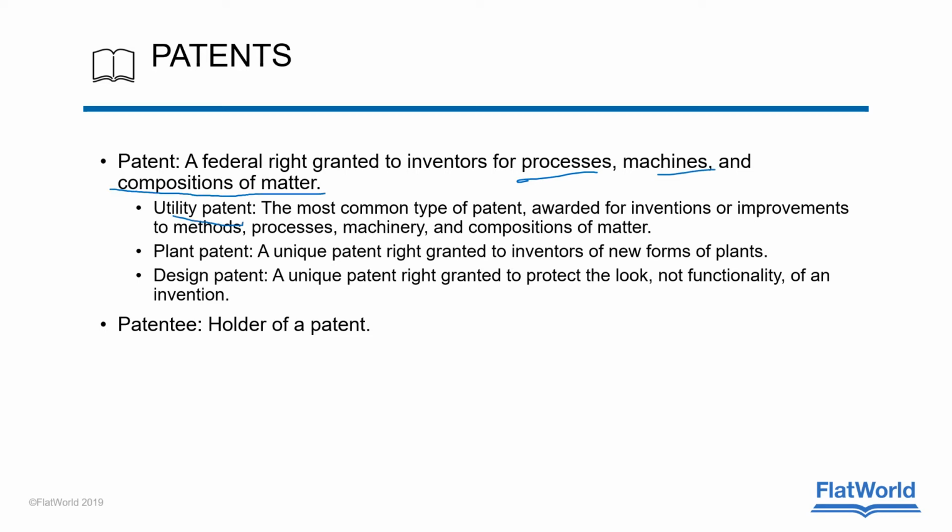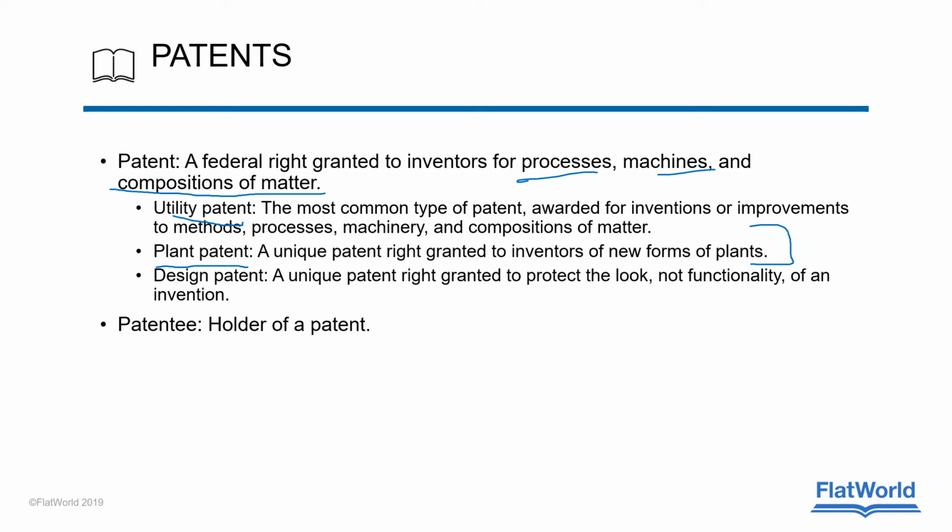So there's the utility patent. This is the most common type, and it's awarded for inventions or improvements to methods, processes, machinery, and compositions of matter. There's a plant patent. This is a unique patent right granted to inventors of new forms of plants. So we think of this as genetically modified organisms. So think of some of the soybeans and corns out there. The book mentions that Monsanto has genetically engineered certain plants to be resistant to its Roundup, which is an herbicide that Monsanto makes.